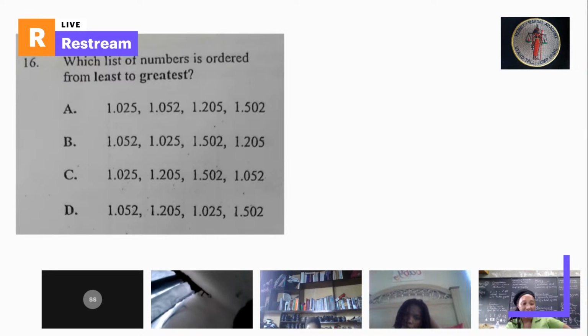All right, so Haley's saying A almost immediately. Madison says A. So from least to greatest, they all have 1 in the ones place. Shalicia is agreeing, so it seems to be unanimous. Anyone disagrees? That is A. They all have 1s in the ones place, so we go to the tenths place to compare. Two of them have 0s, one has a 2, one has a 5. For the two that have 0s, we compare the hundredths place. The one that has a 2 in the hundredths place would be smallest, then the one with the 5, and then the other two we look back at the tenths place where there's a 2 and a 5. So put those in order. So A is correct.